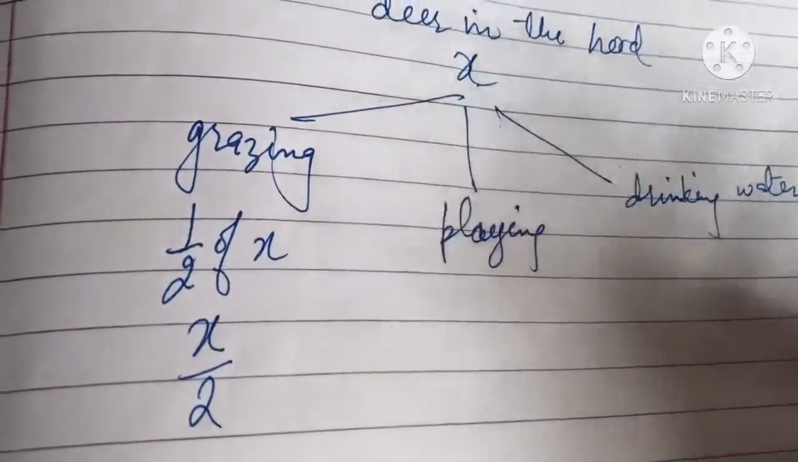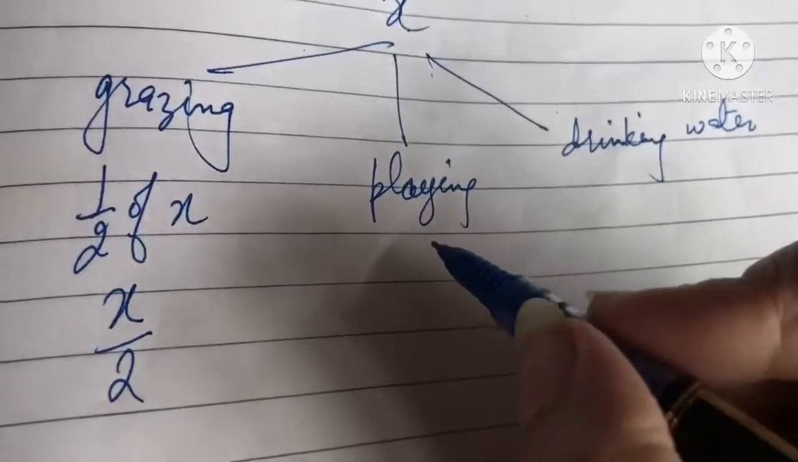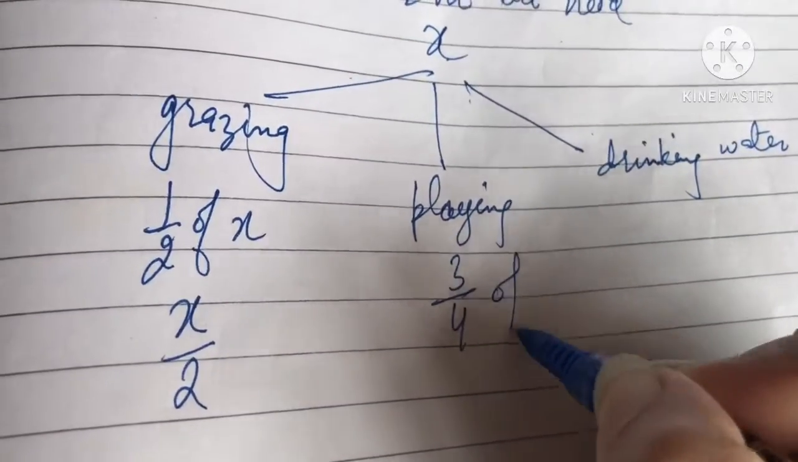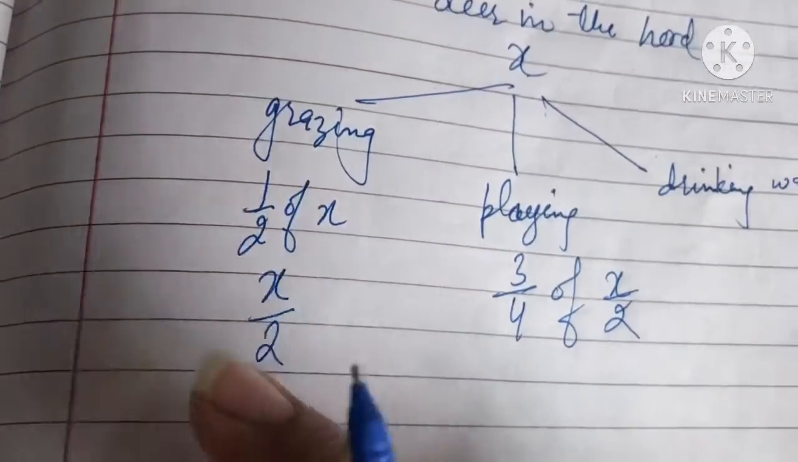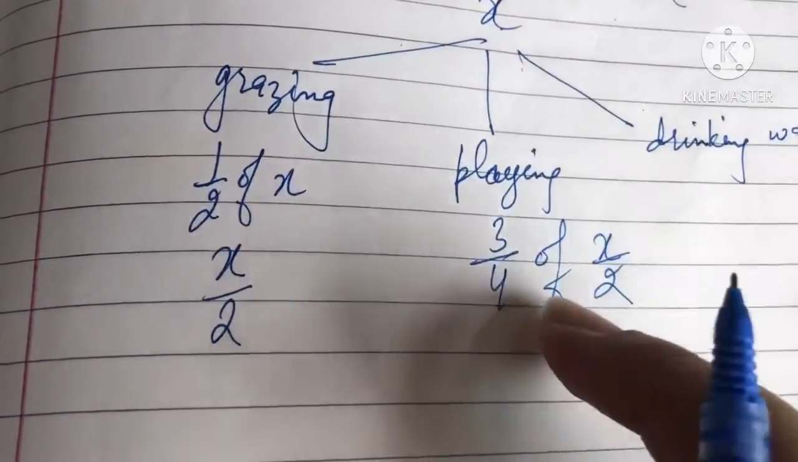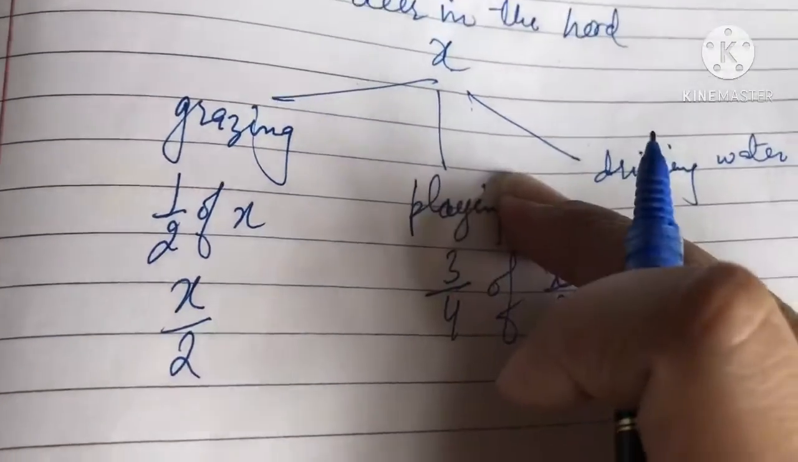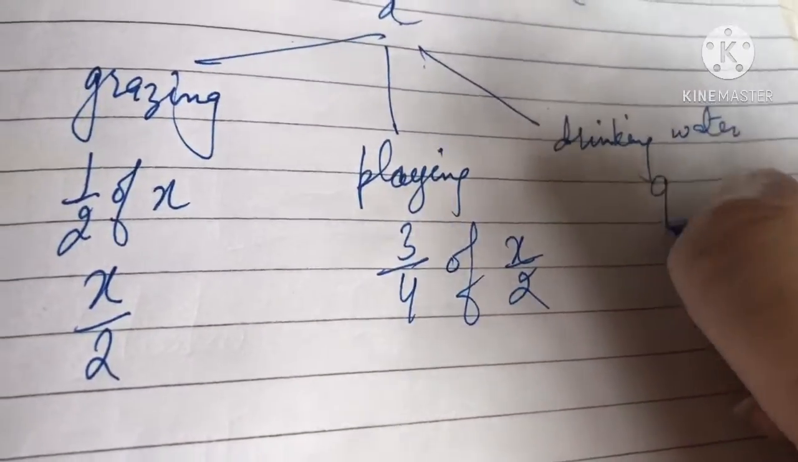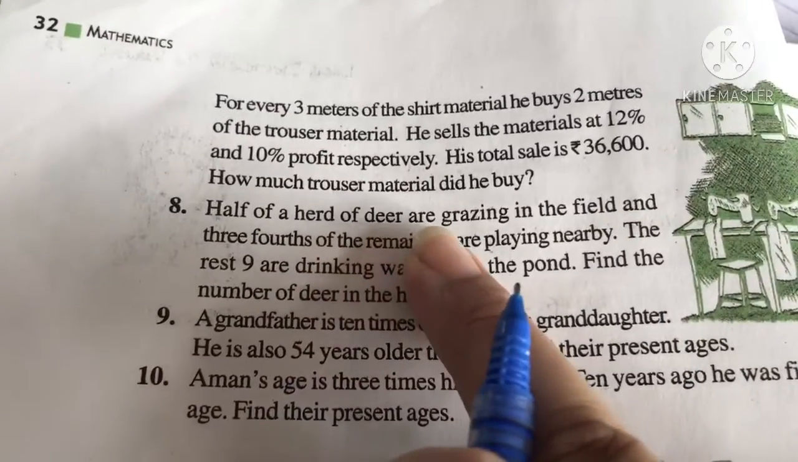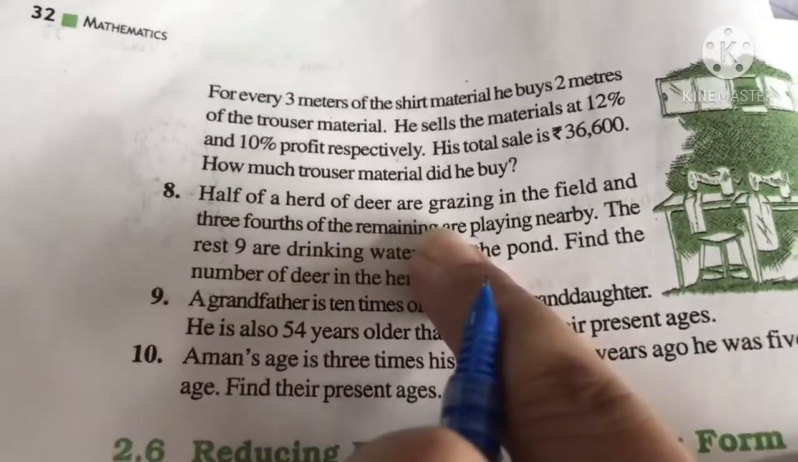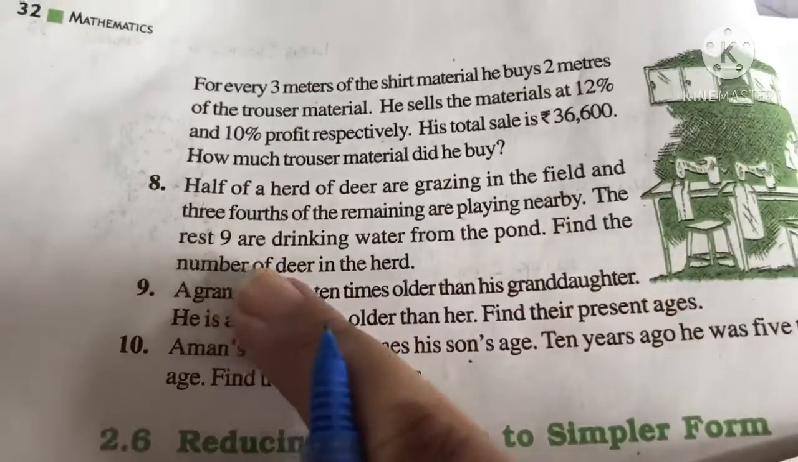So out of those half, 3/4 are playing. 3/4 of the leftovers, if half are grazing, so only half are left. So 3/4 of the half are playing and 9 are drinking water. This is what is given: half of the deers are grazing, 3/4 of the remaining are playing, and 9 are drinking water. Find the number of deer.